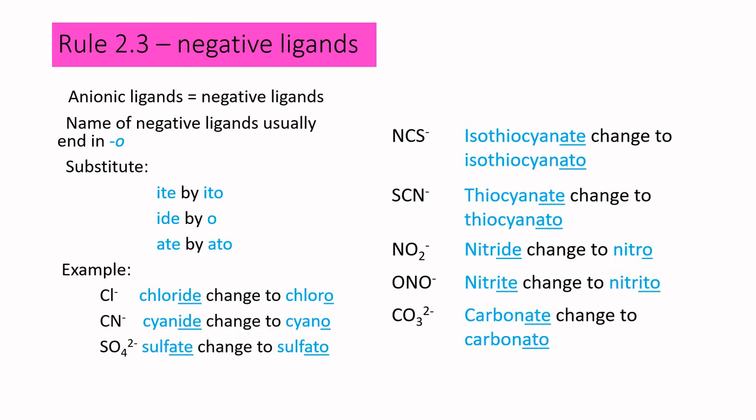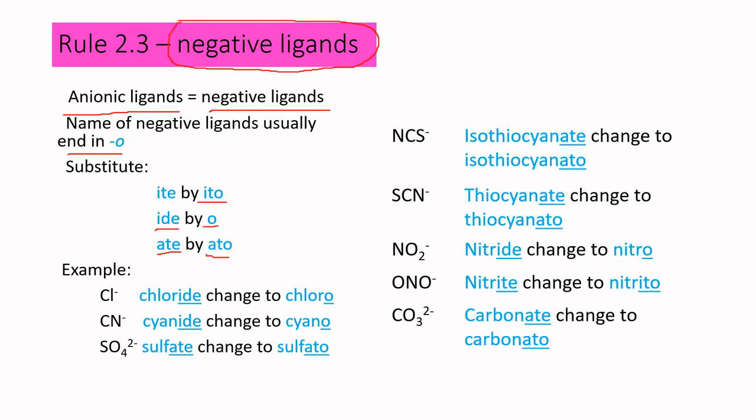Okay, let's go to rule number 2.3, which pertains to the negative ligands. When we talk about negative ligands, we know that anionic ligands are also called negative ligands, and the names of negative ligands usually end in O. For example, if the end of the ligand name is ITE, it must be replaced by ITO. If you have IDE, it must be replaced by just O. And if you have ATE, it will be replaced by ATO.